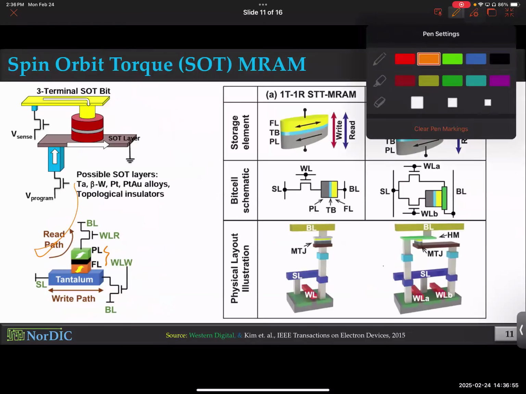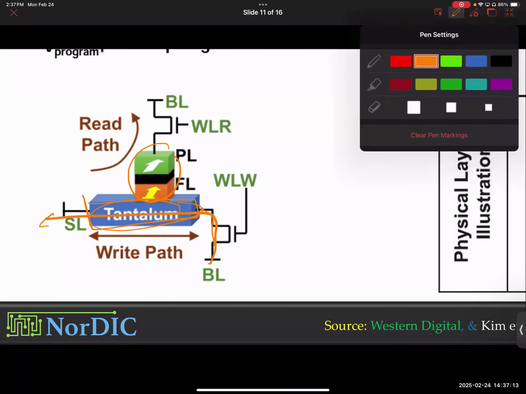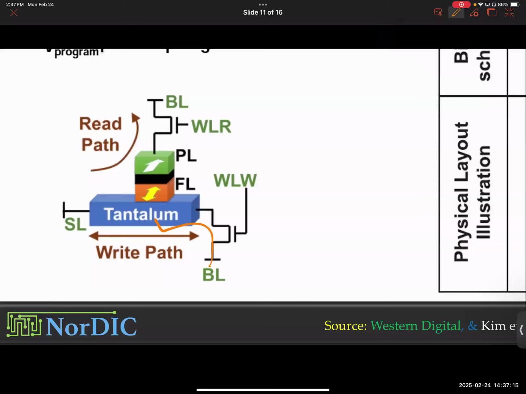But how do you write? That's where the difference comes. So you fabricate the MTJ on top of a heavy metal layer. And that heavy metal here is tantalum. It could be tungsten, it could be platinum or something else. And then you have a transistor. This transistor flows current through the tantalum. That's where the difference is. They don't inject current through the MTJ to switch or flip. It flows current through the tantalum.